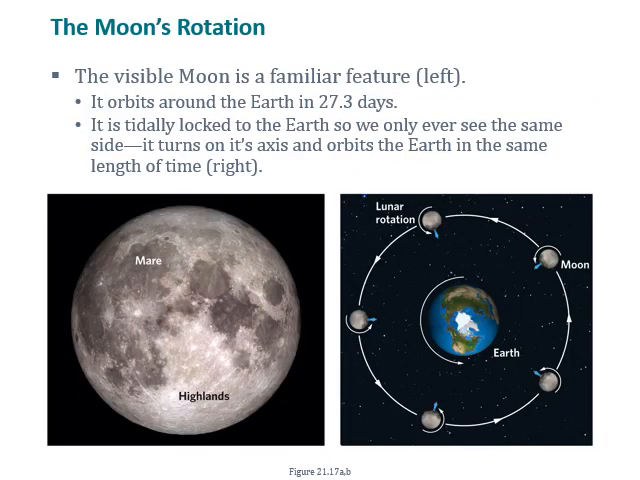Now let's discuss the moon's rotation. The visible moon is a familiar feature, and it orbits around the Earth in 27.3 days. It is tidally locked to the Earth, so we only ever see the same side of the moon. It turns on its axis and orbits the Earth in the same length of time. So we see the side that has the Mare and the Highlands, as shown on the light side of the moon. We don't see the dark side of the moon because it rotates at the same pace as its orbit, more or less.